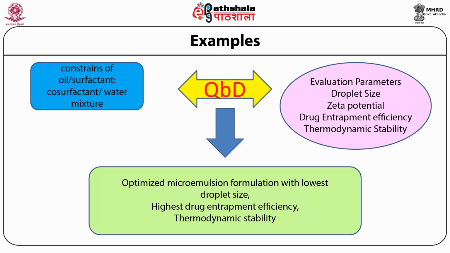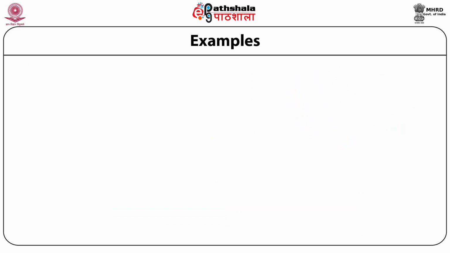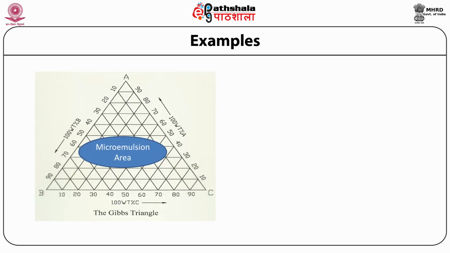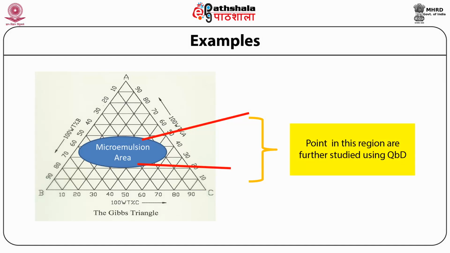using computer software. In this Gibbs triangle, you can see a microemulsion area, and this microemulsion area constitutes the constraints utilized for the quality by design approach. And then this region of points is studied further using quality by design methods.